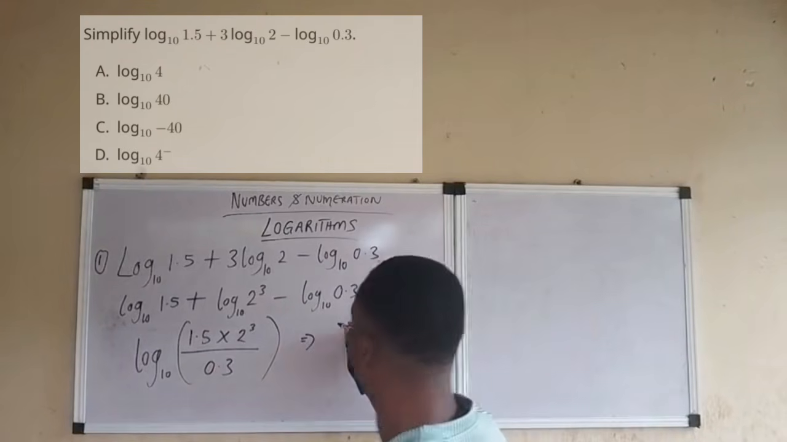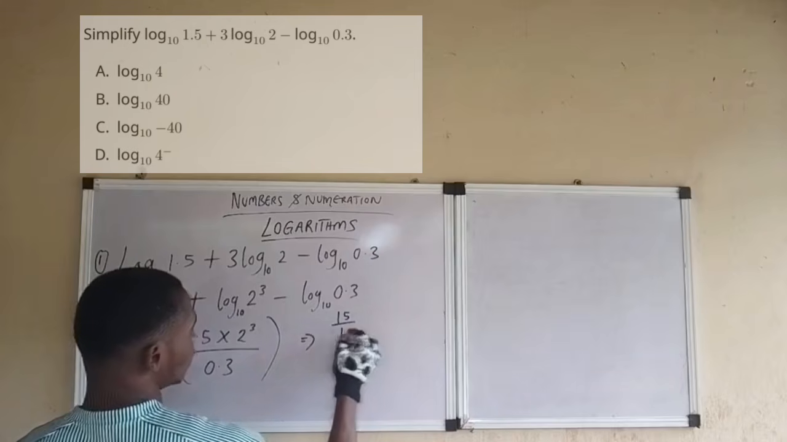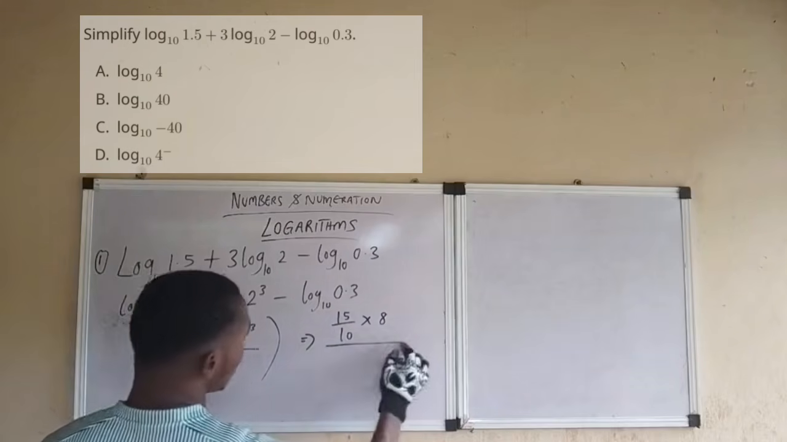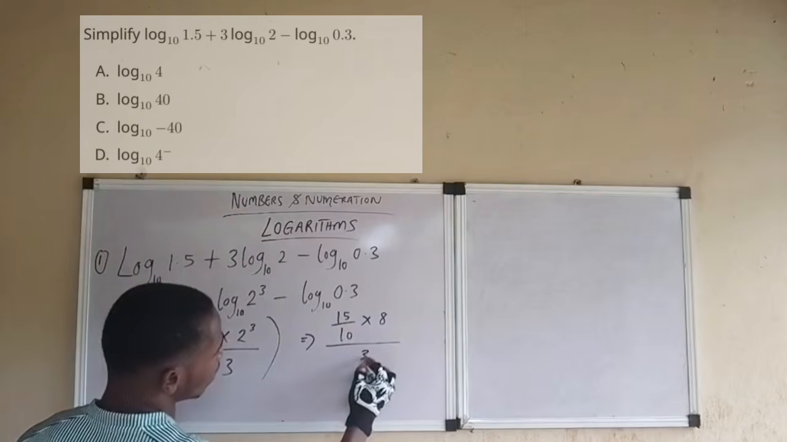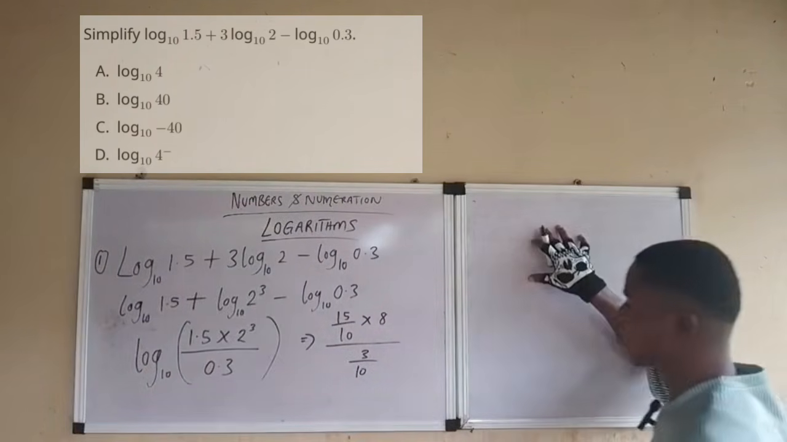It is the same as what? 15 over 10. Then 2 raised to the power 3 is 8. All right? Now, this 0.3 is the same as 3 over 10. How did I get that? Now, let me explain in this portion.